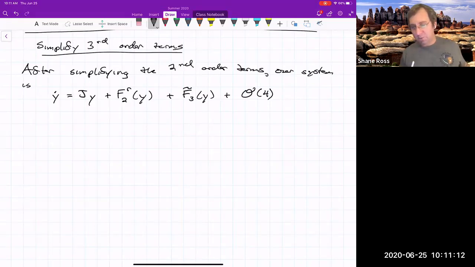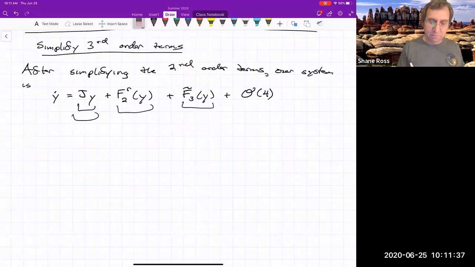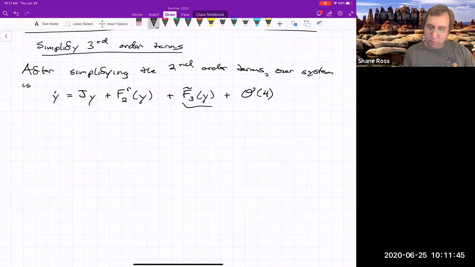Another thing about this approach to normal forms is that every time you simplify the nth order terms, it doesn't do anything to everything n minus one or less. So when we simplified the second order terms, it didn't affect the first order terms. Now when we simplify the third order terms, it won't be affecting the second or the first order terms. So those remain the same, and that's how this process can work. So this is what we're left with. Our goal is that we want to simplify these.